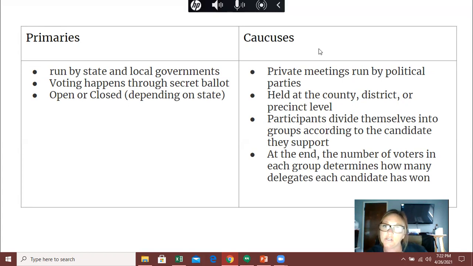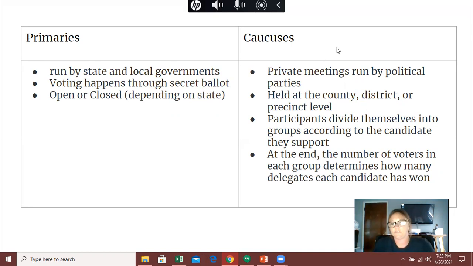In Missouri, they ask if you want a Republican or Democratic ballot. You tell them, and then you vote for who you want. It is a secret ballot, and there are open or closed primaries. In Missouri, like I just said, it's kind of a mix. It's not fully open, but it's not really closed either. This just depends on the state. We'll talk about open versus closed, I think, on the next slide.